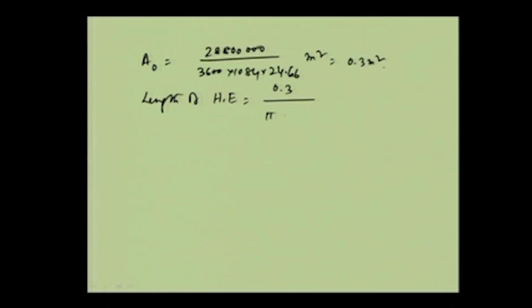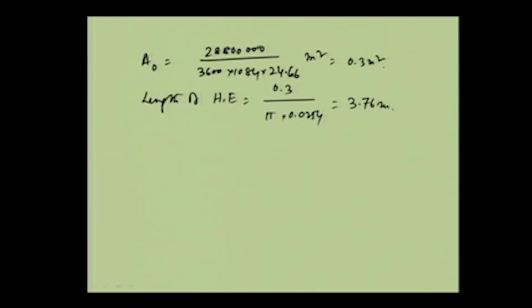28800 by UA delta T. So 3600 is for hour, 1084 into delta T LM is 224.66 meter square, and that is equal to 0.3 meter square. So the length of the heat exchanger is basically 0.3 by pi into 0.0254, the outside diameter of the tube, and that happens to be 3.76 meter.